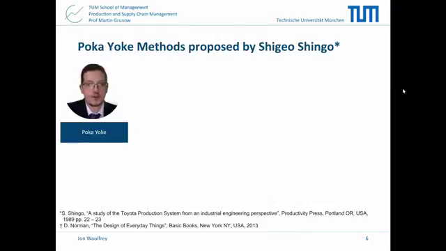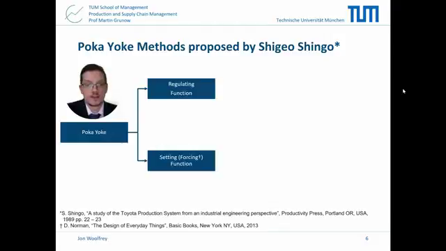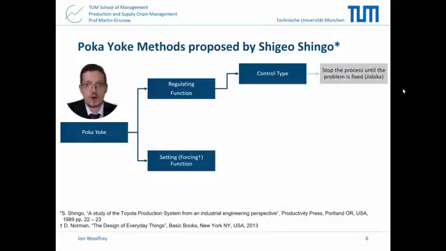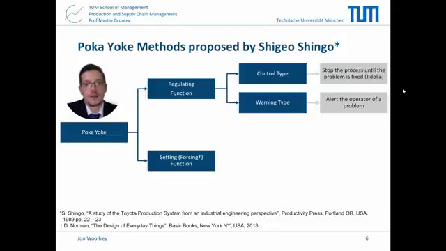So Shigeo Shingo gives a categorization of poka-yoke methods in a book on a study of the Toyota production system. So he divides poka-yoke into regulating functions and setting, or as Don Norman would say in his book, forcing functions. So regulating functions involve a control type poka-yoke method, and this involves stopping the process until the problem is fixed, or jidoka. And then there's a warning type, so alerting the operator of a problem when it occurs. So obviously a control type is better than a warning type poka-yoke, but again, it depends on the cost of investment involved.